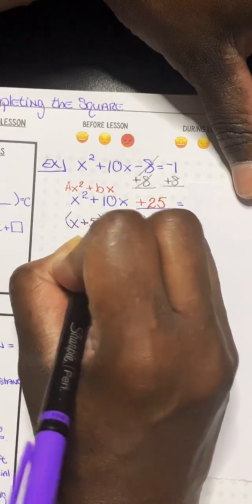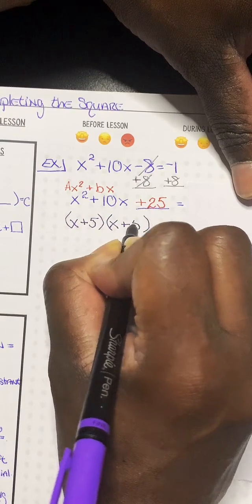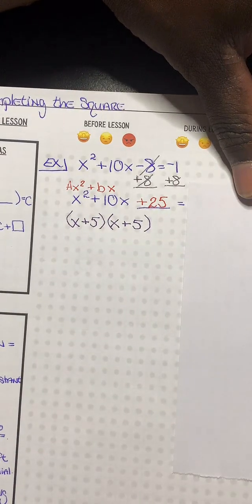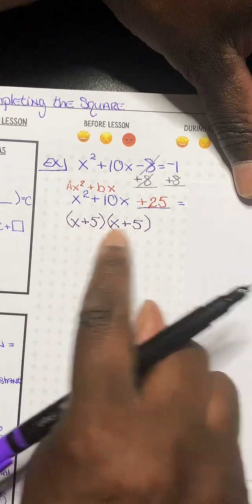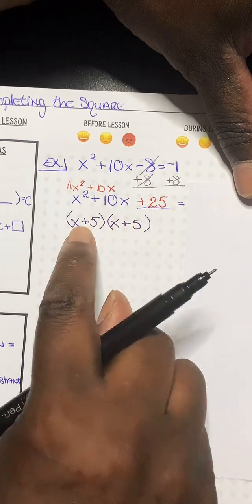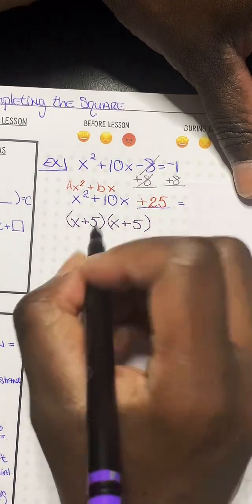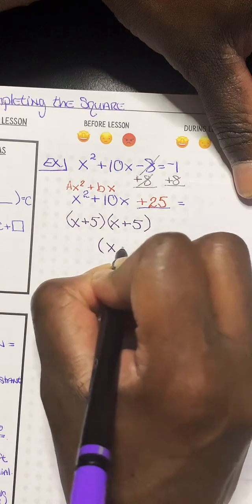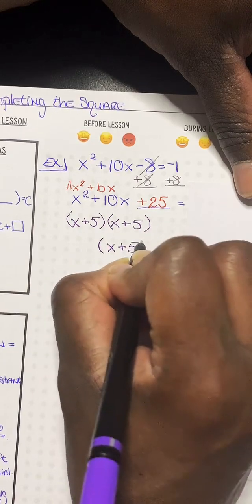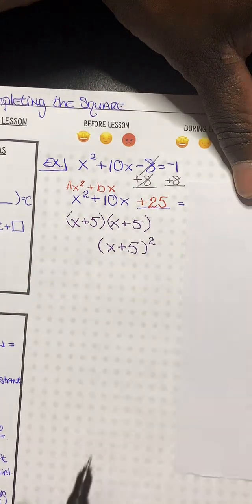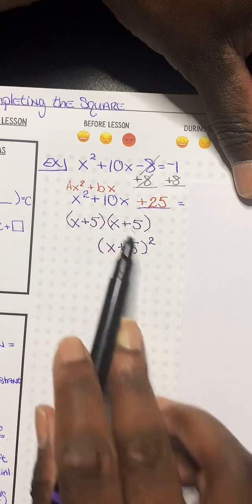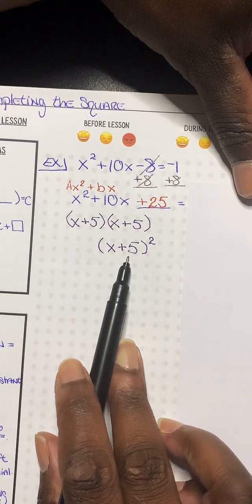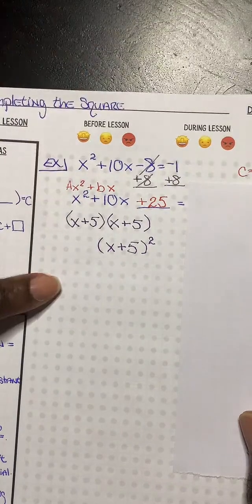So we have plus 5, plus 5. Since we have exactly the same factors here, we can multiply it together to give us x plus 5 squared, because they're both exactly the same and we're multiplying both of them. So that's why we got x plus 5 squared. That's the left-hand side.